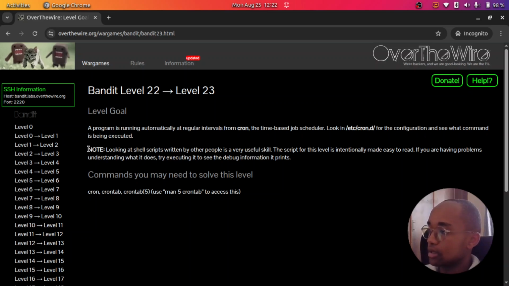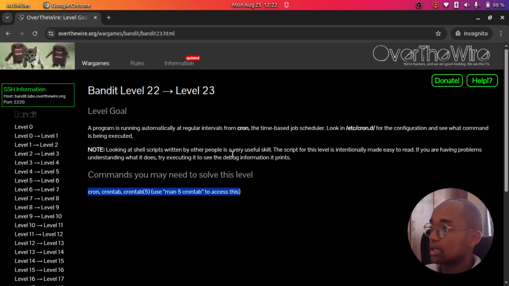The difference is in this note: looking at shell scripts written by other people is a very useful skill. The script for this level is intentionally made easy to read. If you are having problems understanding what it does, try executing it to see the debug information it prints. And these are some of the commands we may use to solve this level, similar to the previous one.